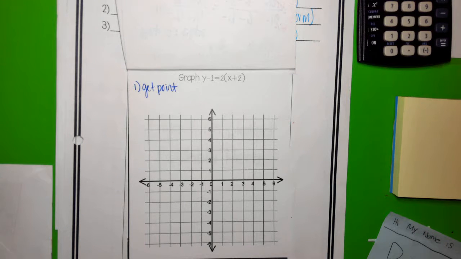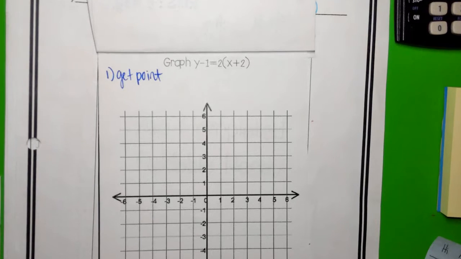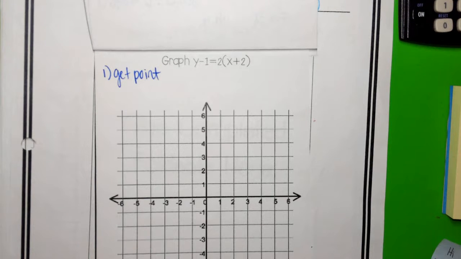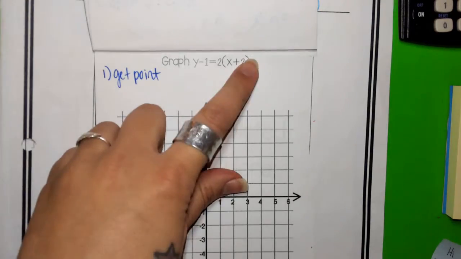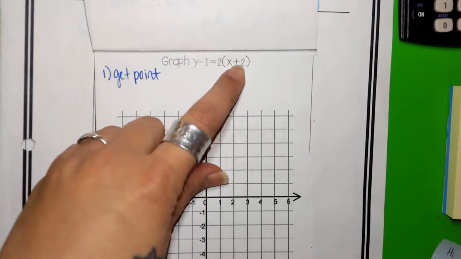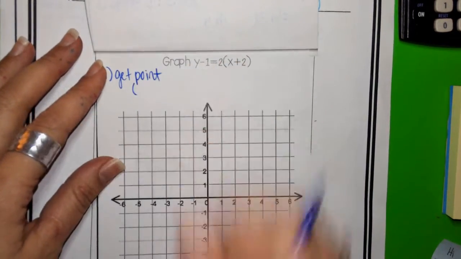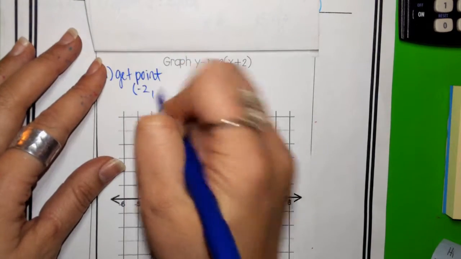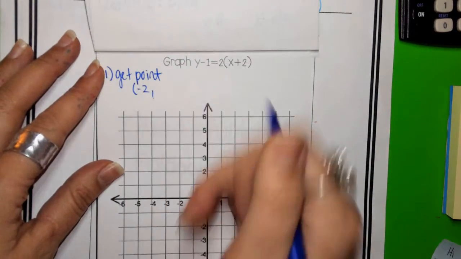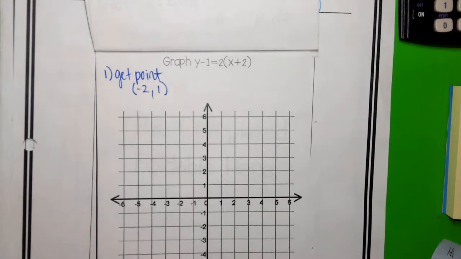Point from the form. So it's called point slope form. And remember, we took the opposite when we plugged it in, right? Yes. When we plugged our point in, we did the opposite. So when you get your point, you'll do the same thing. You take the opposite. So you do your x first. What's the opposite of positive 2? Negative 2. All right. And then what's the opposite of negative 1? 1. So your point is negative 2, 1.